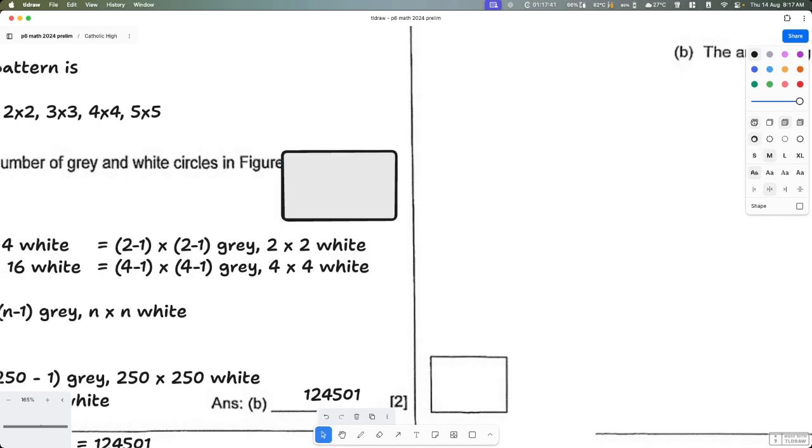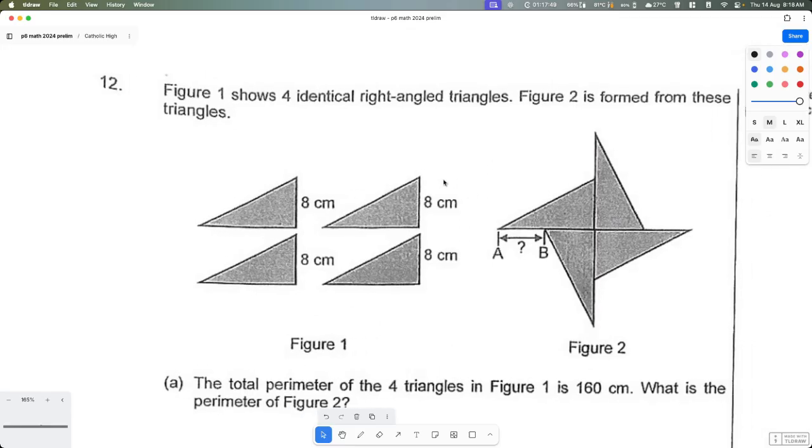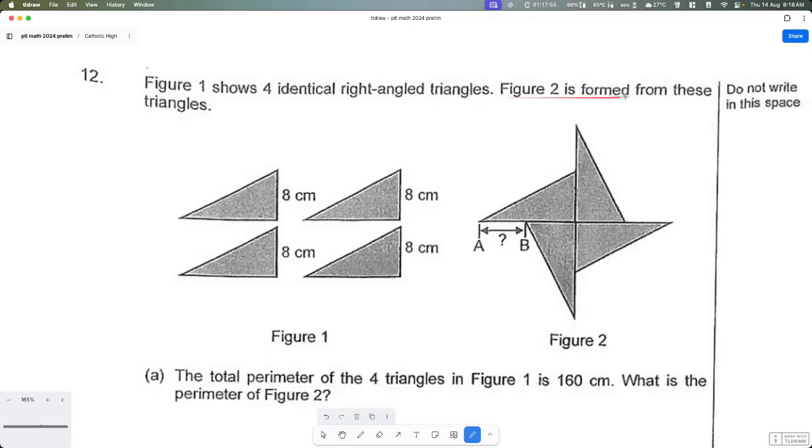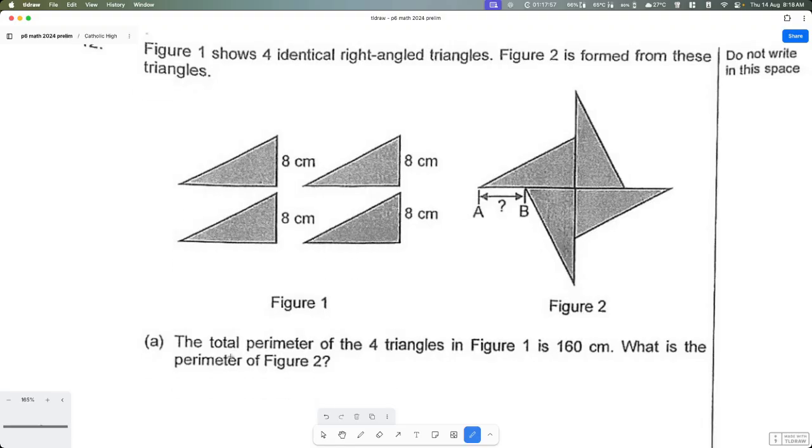Okay, let's move on to the next question over here. Question number 12. Figure 1 shows 4 identical right-angled triangles. Figure 2 is formed from these triangles. The total perimeter of the 4 triangles in figure 1 is 160 centimeters. What is the perimeter of figure 2?